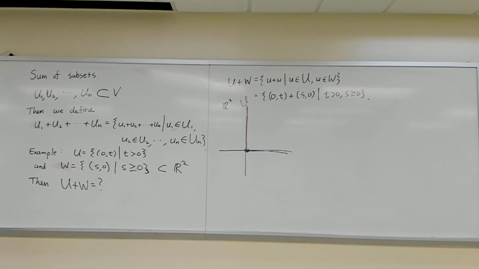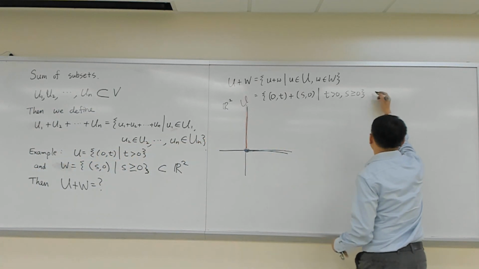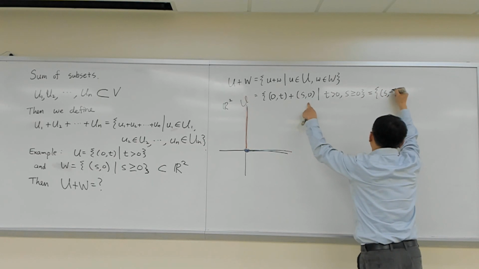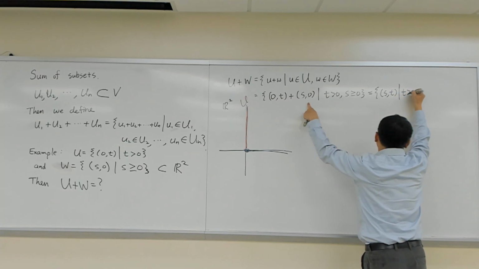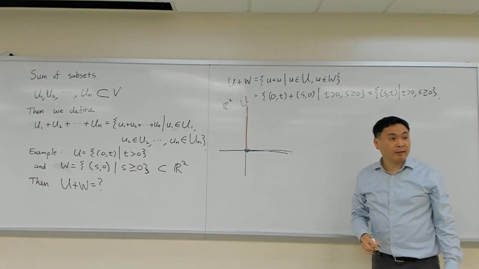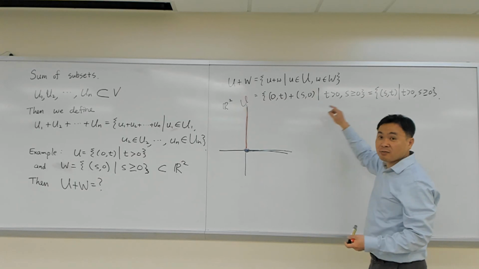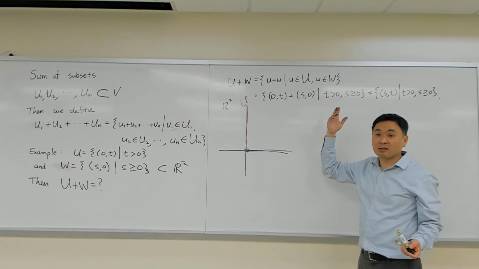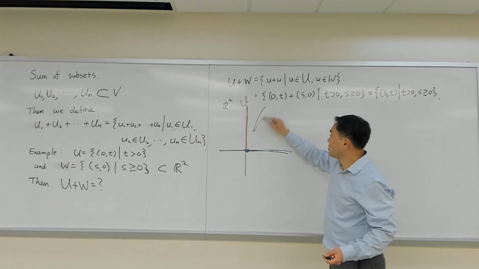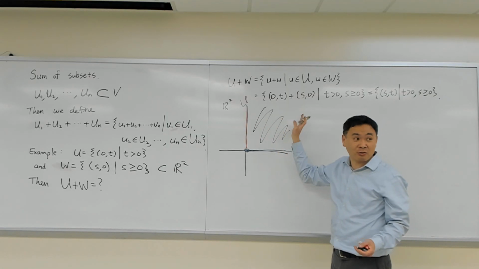And then, what do you get if you add these two? If you add these two, it's simply (s, t), with t being positive and s being non-negative, right? And when s and t are both positive, s and t could be anything, so they give you everything in here. They give you all the points in the first quadrant, okay?